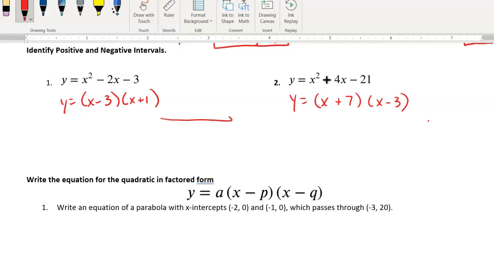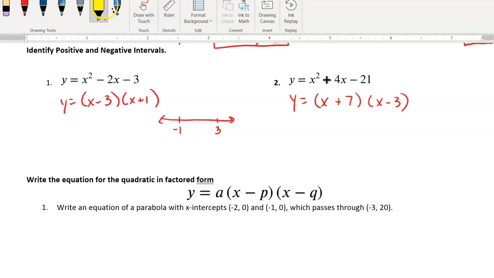We're going to create a number line. And on the number line, I'm only going to graph where the x-intercepts would be. So we would have an x-intercept at negative 1 and at positive 3, because remember, we would set each factor equal to 0 and solve it. So now we're going to use a test point, and we're going to see what happens in each of these intervals.